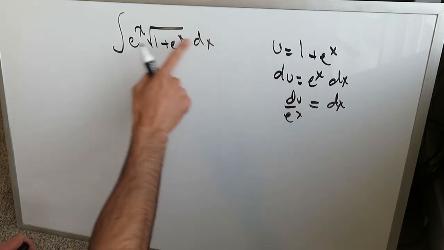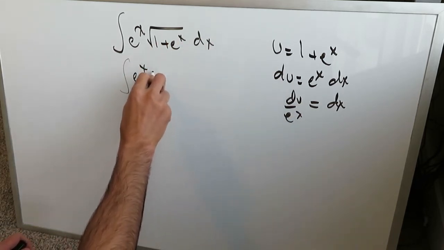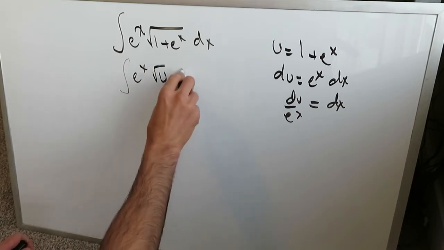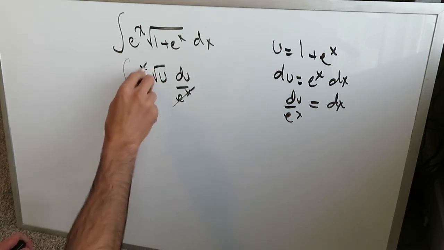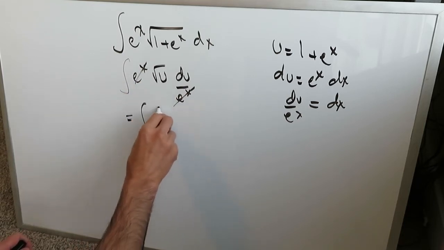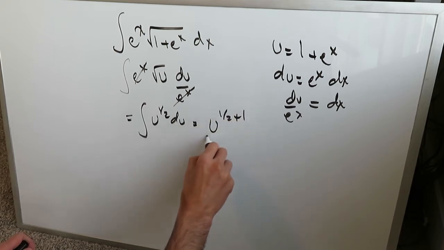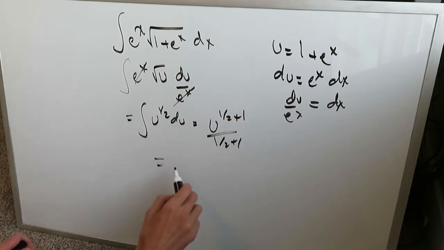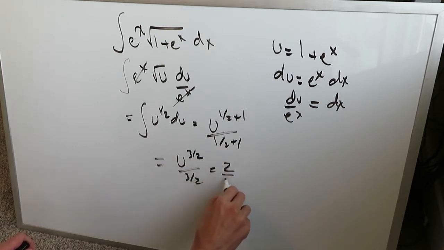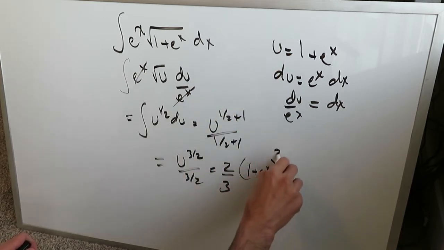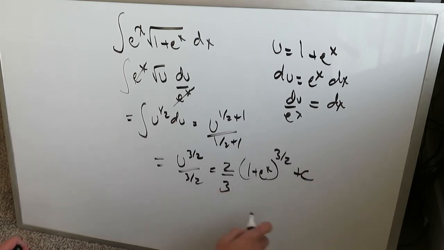You substitute this over here. You have e to the x, and then you have root u, and then du over e to the x. These e to the x's cancel out. You basically just end up having u to the 1 over 2, written this way is better rather than the radical. And now you have to do this: u to the 1 over 2 plus 1, over 1 over 2 plus 1, which is basically what? It's u to the 3 over 2 over 3 over 2, which is 2 over 3, and then u can be substituted for this: 1 plus e to the x to the power of 3 over 2 plus c, and this right here is your final answer.